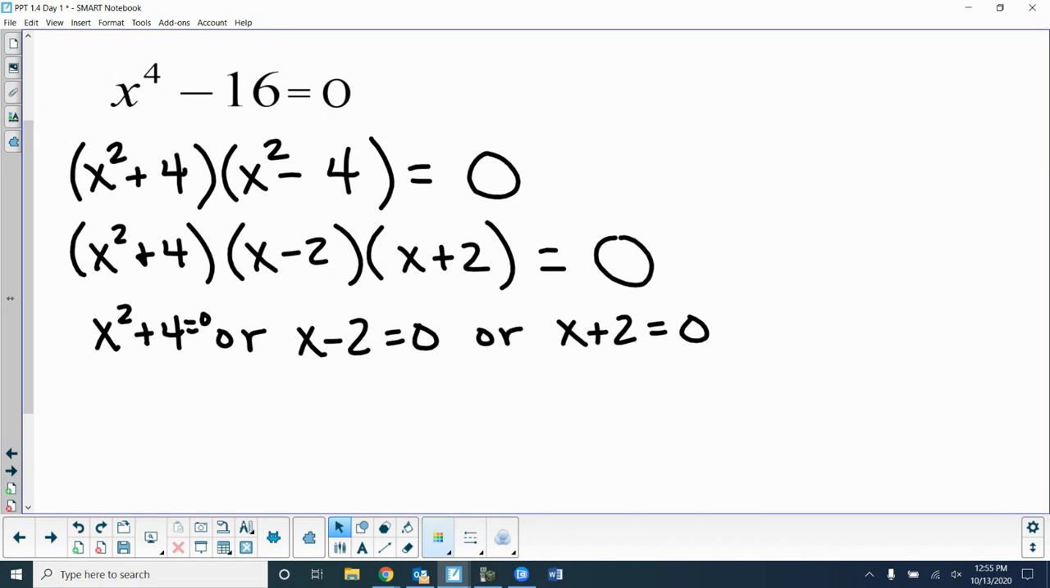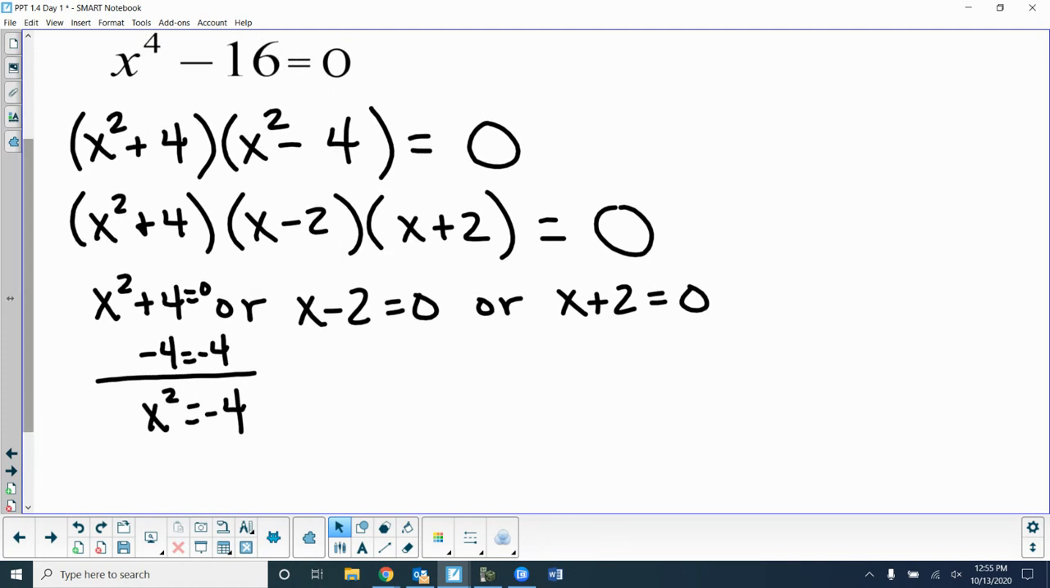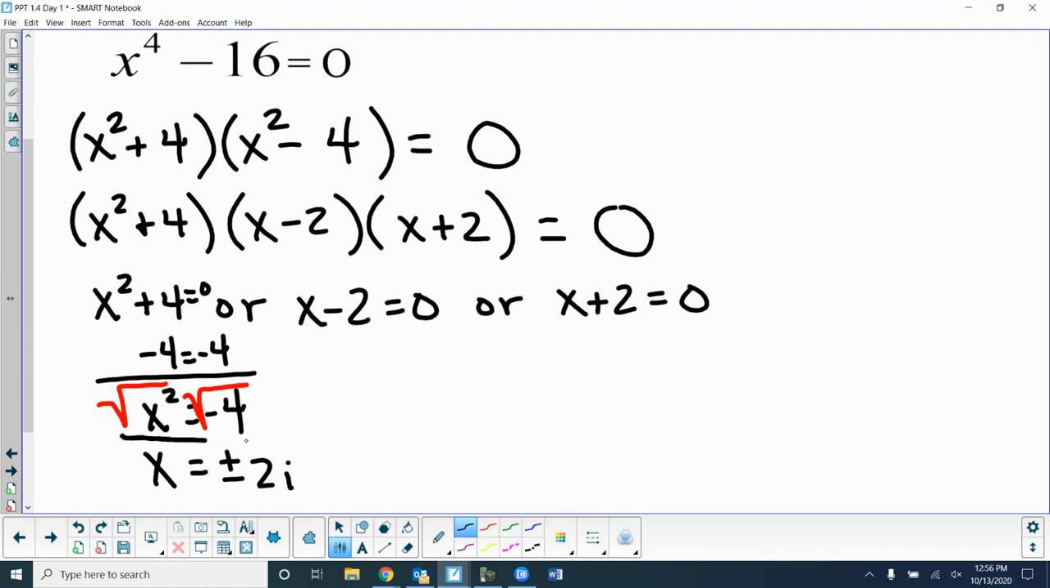Okay? So, I'm going to subtract 4 and get x squared equals negative 4. What do I got to do now to finish? Square root, right? So I get x equals what? Plus or minus 2i. Very good. Some of us forgot the plus or minus on Friday. Some of us forgot the i.